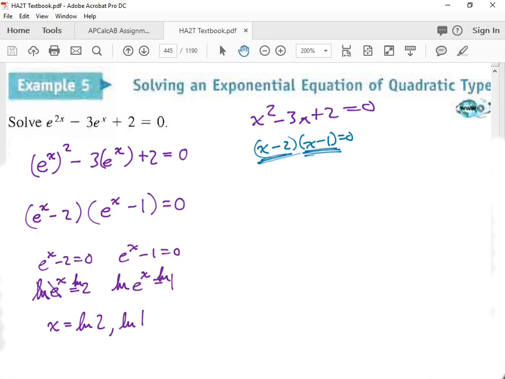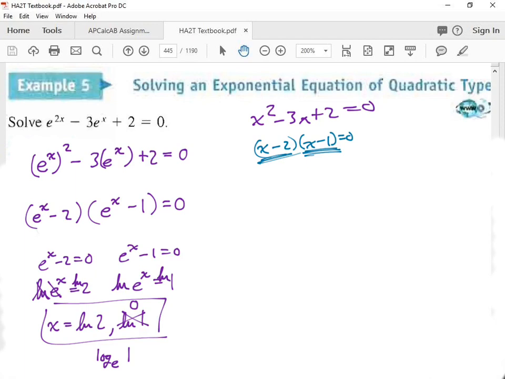Oh, wait a second. We can simplify that one. You can? Yeah. Log base e of 1. What power of e equals 1? 0. Yeah, 0. I could rewrite this to be 0. That's my two answers.